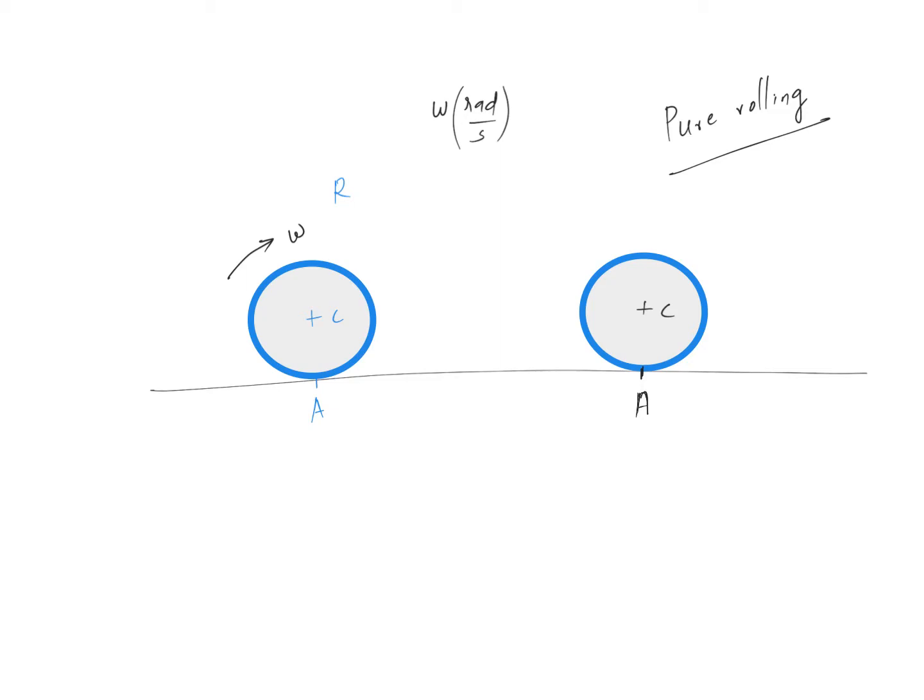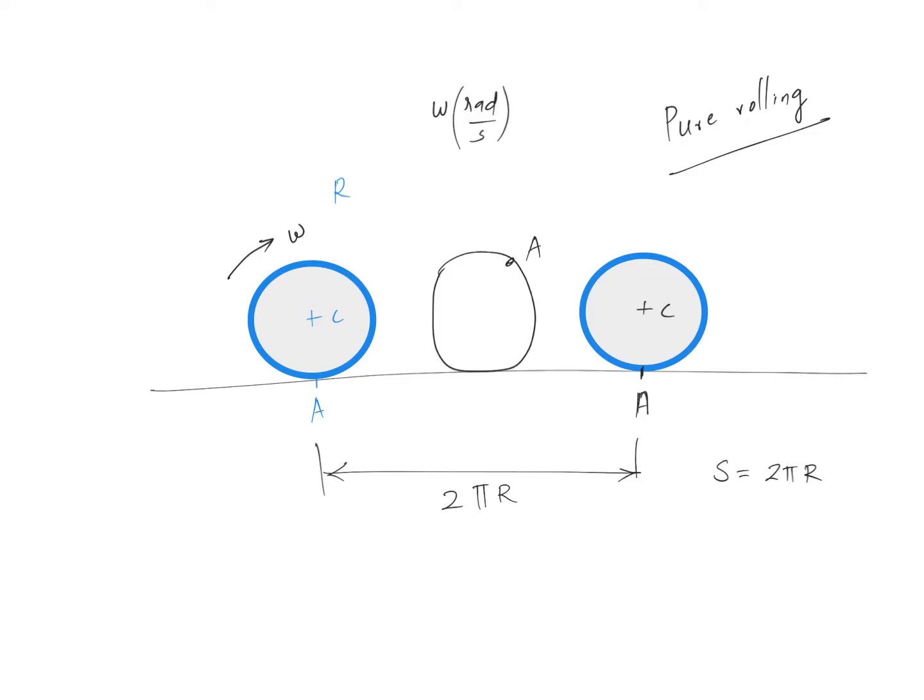If you draw somewhere in between, the point A would have been somewhere here. So finally this point has met the ground again after one complete rotation about its center. If this distance is equal to 2 pi r, then our assumption of pure rolling holds true.